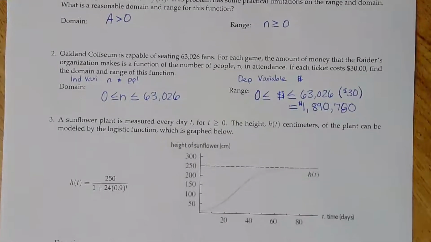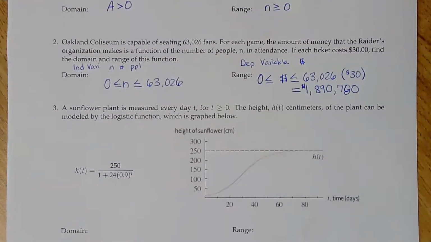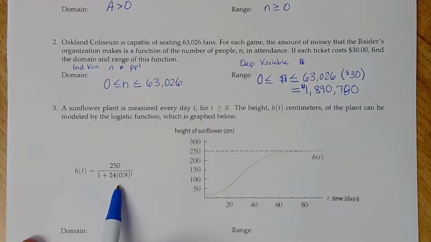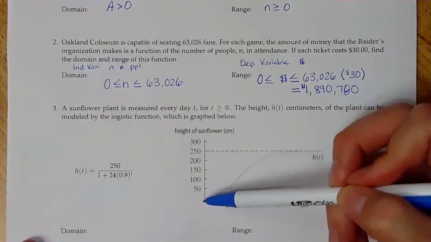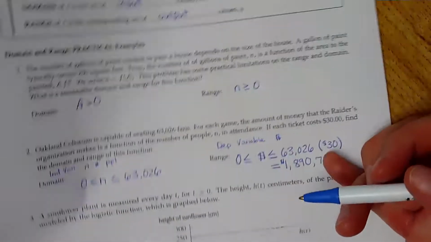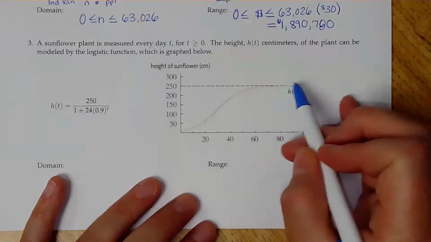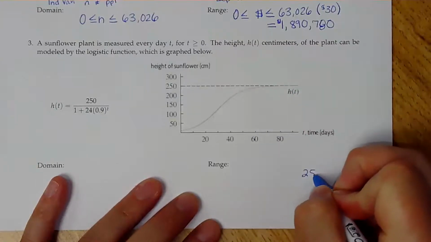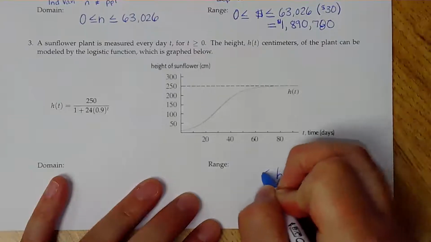And then number 3, this one has a graph to go along with it. A sunflower plant is measured every day, lowercase t, and t is greater than or equal to 0. The height of the plant is modeled by a logistic function, which is this: 250 over 1 plus 24 times 0.9 to the t. And we have a picture of this. Where I would like to start here is actually with the range. The range would be these height values, our dependent variable here. It looks like the upper end of this is 250. I feel pretty comfortable eyeballing that.